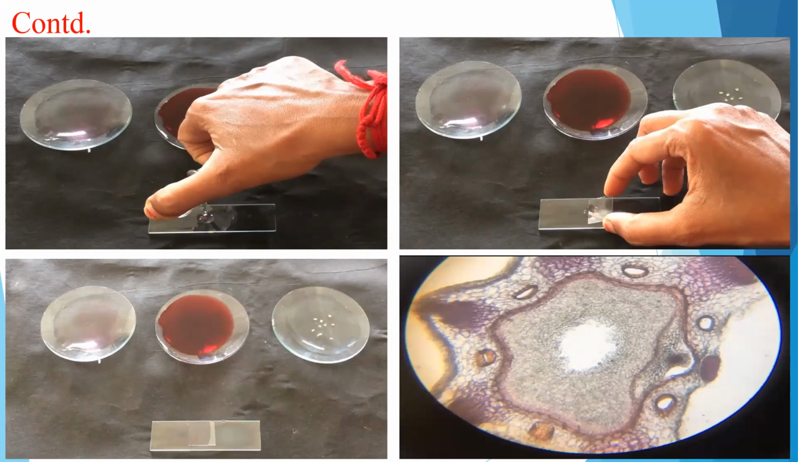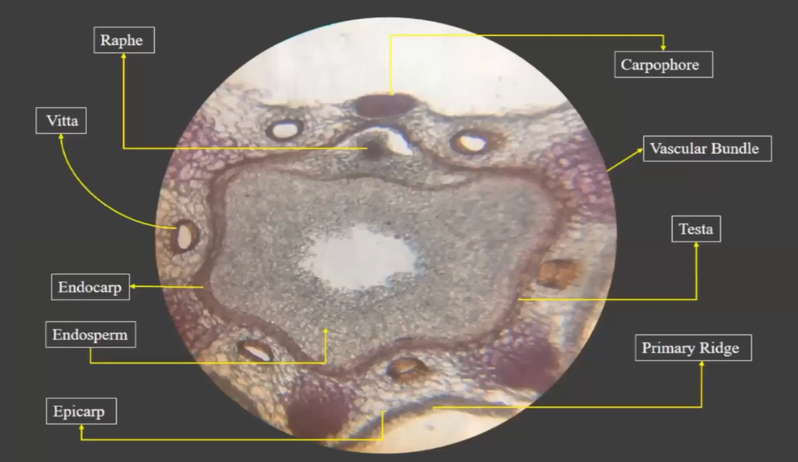So this is the microscopical view. So this is the microscopical view under the microscope of the thin portion of fennel. This is the picture we can see from this microscopical view. This is the raphe. It is present surrounding the endocarp. This is the endocarp layer.